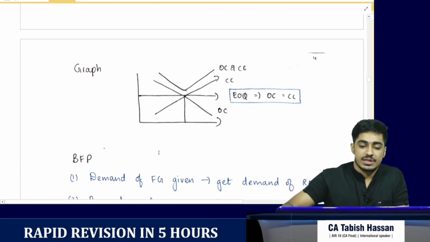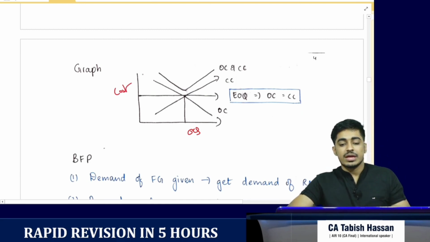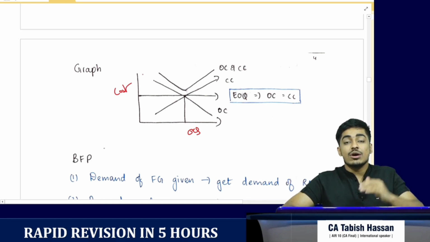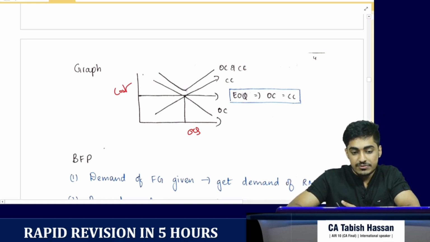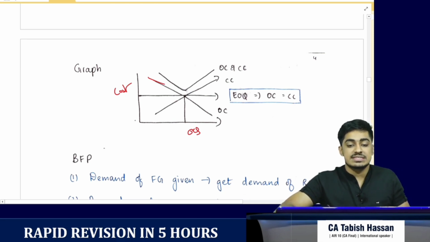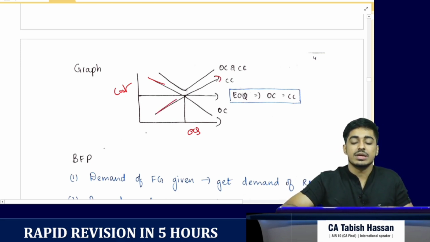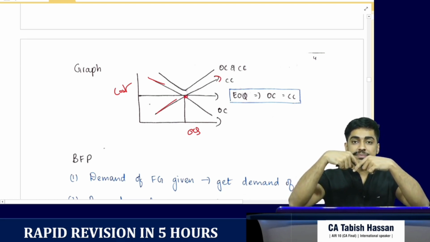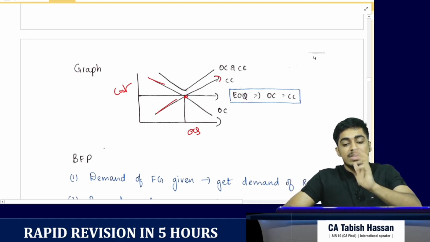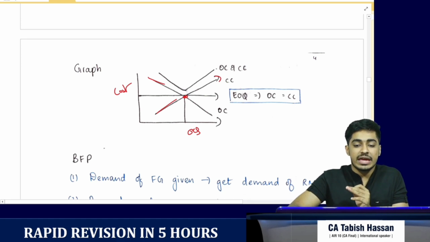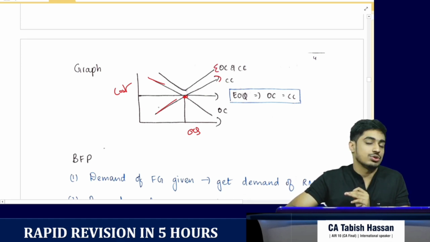Let's plot it on a graph. Suppose this is the order quantity, and this is the total cost. As and when the order quantity increases, we discussed that the ordering cost decreases. And as and when the ordering quantity increases, carrying cost increases. At this point, carrying cost and ordering cost meet. So here carrying cost will be equal to ordering cost, and at this point the total of ordering and carrying cost will be minimum, and this would be EOQ.